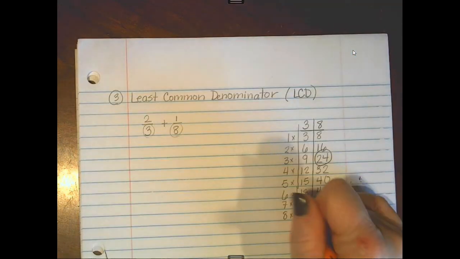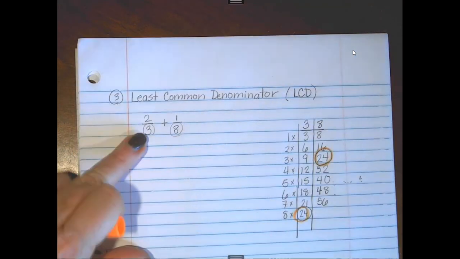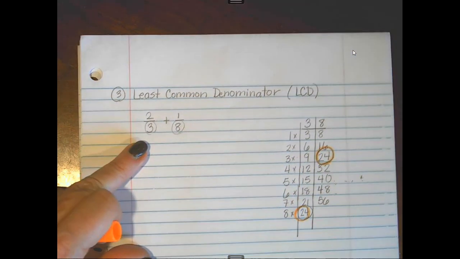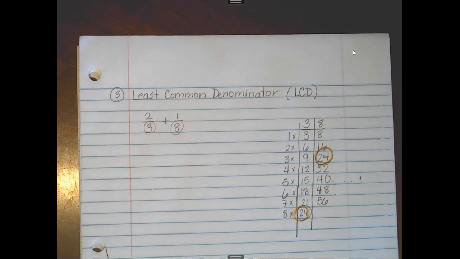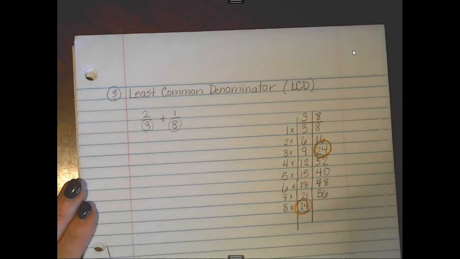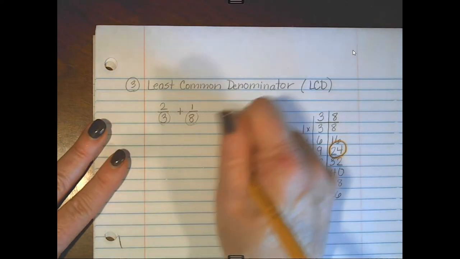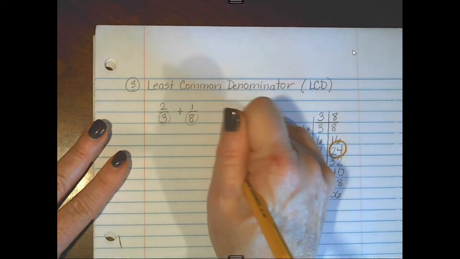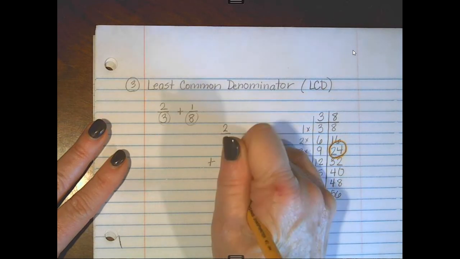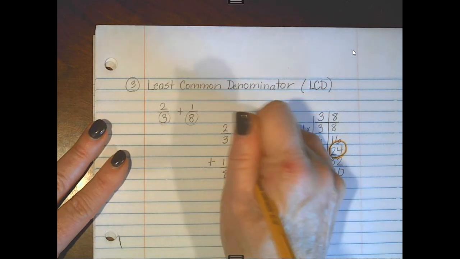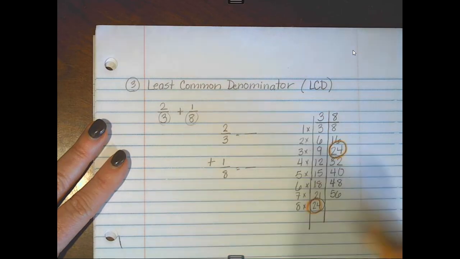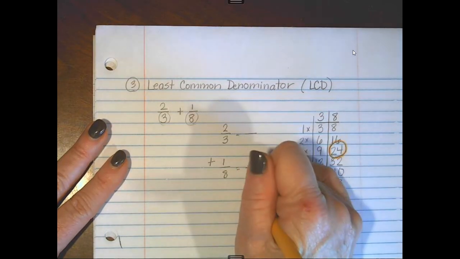Now, this happens to be the easiest common denominator as well, but that doesn't always happen. All right, it does not always happen that way. So let's do the setting up of this. So here we go. We would have 2/3, and we would be adding it to 1/8. The least common denominator we just found would be 24.